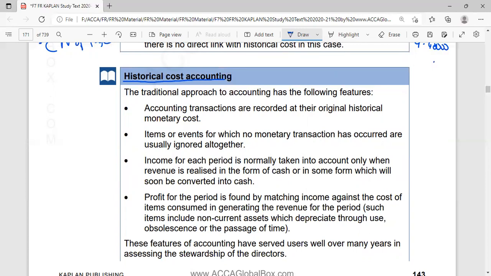Income for each period is normally taken into account only when the revenue is realized. But coming to the expenses, we record them based on what? Accrual basis. And profit is calculated by matching the income against the cost of items consumed in generating the revenue for the period. Simply said, profit means income minus expenses.